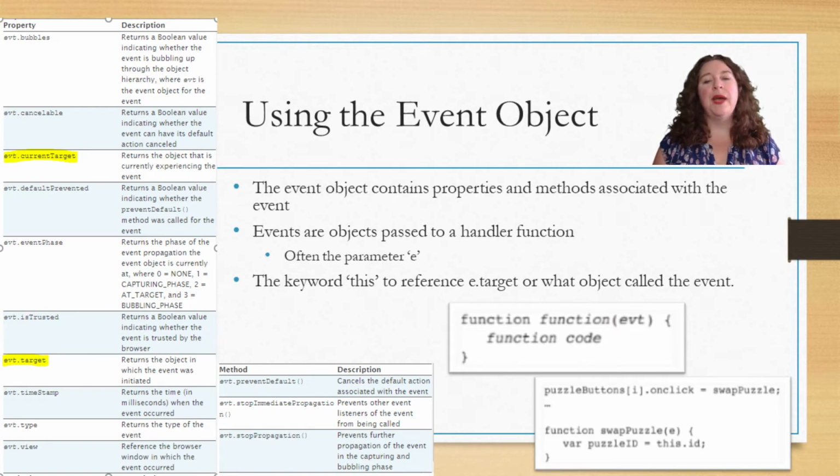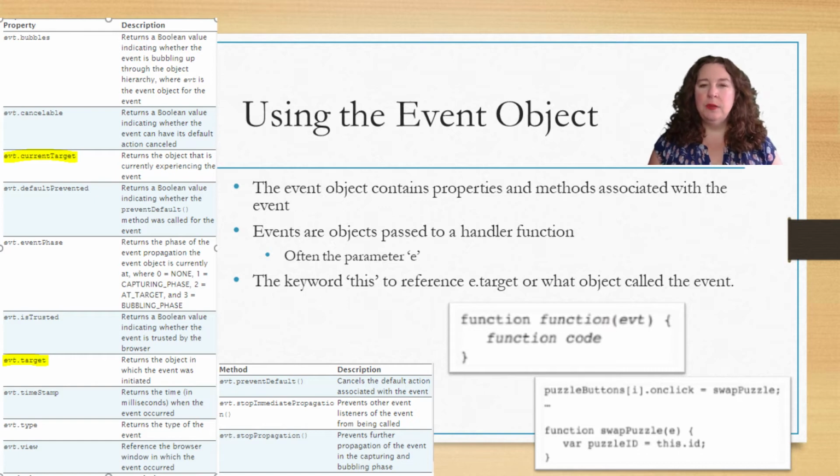And the events are passed into the handler function. Remember, we're calling a function when we handle. So in this case, we have a function, and then whatever our function name is, and then in our parentheses, we have an e or evt or whatever you want your event object to be. You can then use that variable inside of your code to say, give me the e.target, give me the e.phase or the timestamp or type or whatever that is that you need.